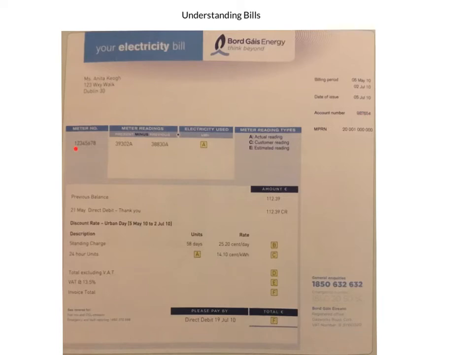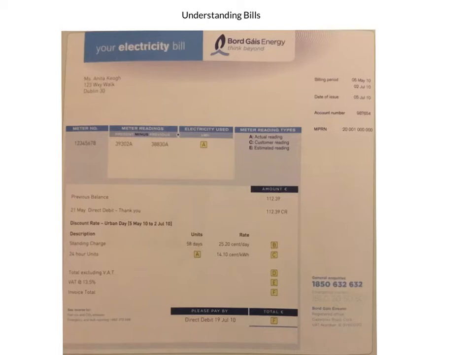Same thing over here on the left hand side. The meter number given is obviously made up: 1 2 3 4 5 6 7 8. That will just be something that you might need to give if there's some kind of a dispute with the people who are in charge of your electricity or gas supply. You might need to give them that for their reference so they know who they're dealing with on the phone.